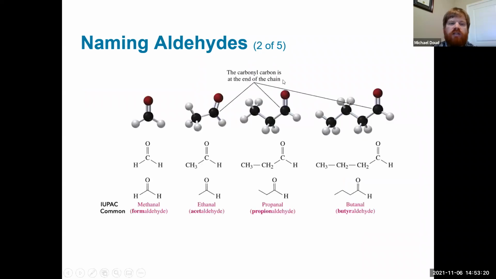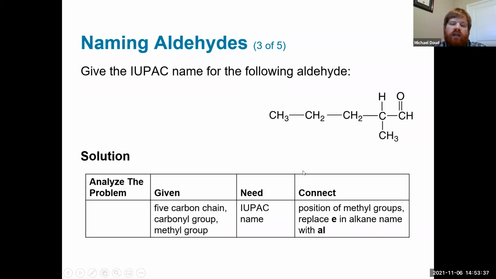Okay, so now let's look at some other ones here. So yeah, methanal, ethanal, propanal, butanal, those are the correct IUPAC names for them, but the common names would be formaldehyde, acetaldehyde, propionaldehyde, and butyraldehyde. Okay, so let's go ahead and work on one of them here. Give the IUPAC name for this aldehyde. So again, we're not worried about the common name, we're worried about the IUPAC name. So let's go ahead and give it a shot.